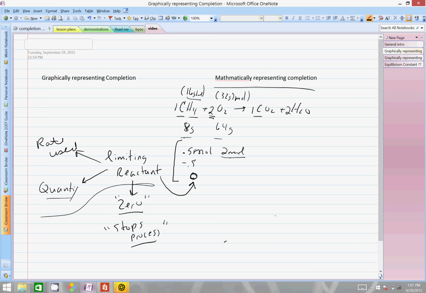Losing 0.5 of methane means I'm going to lose 1 of oxygen, and I'll have 1 left over. And then I gain, since I have none to begin with, at a 1-to-1 ratio, a positive 0.5, and then at a 1-to-2 ratio, 1. This is how much I have in the end, and this is how much I had in the beginning. Now, I could graph this, and it would look kind of like this.